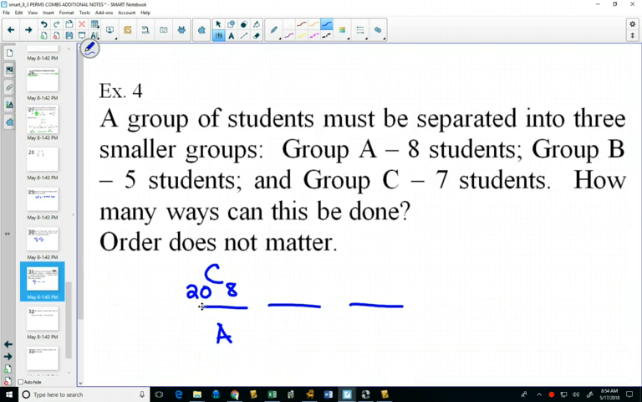After I've decided who's going to be in group A, I now have to decide who's going to be in group B. Why will this number not be 20 choose 5? 8 people are already in group A. So now, when I look who's left, I only have 12 people left. And I need to choose 5 of them to be in group B. And all the 12 people are left, all the different possibilities of 5 people would be counted there.